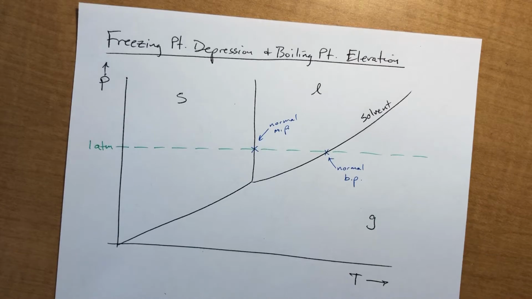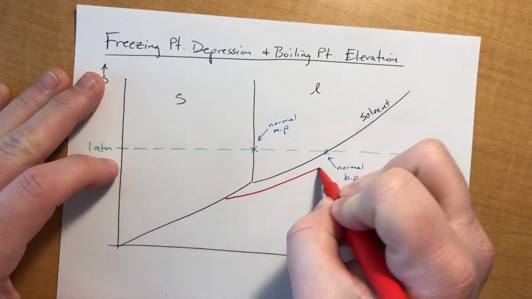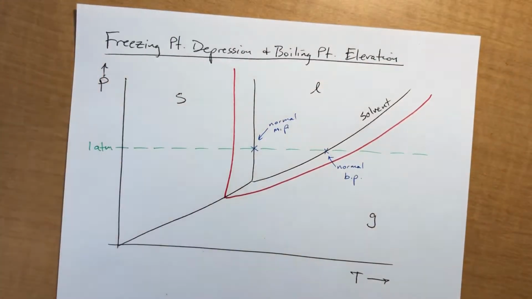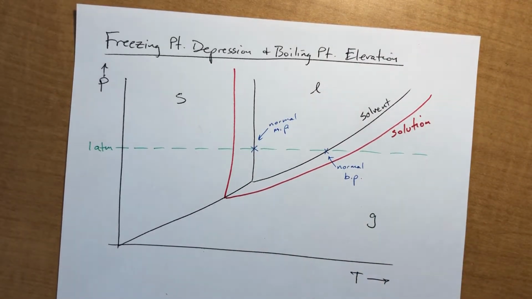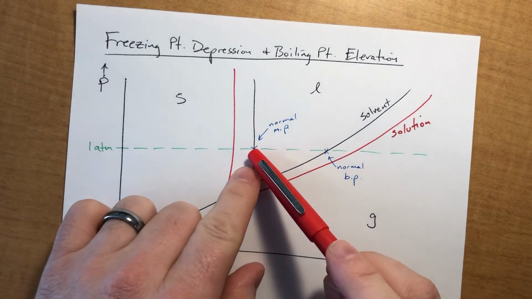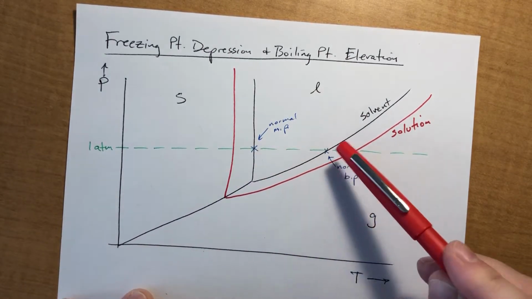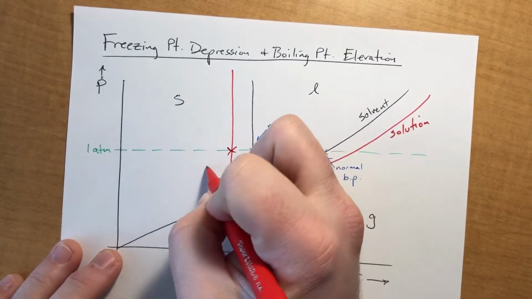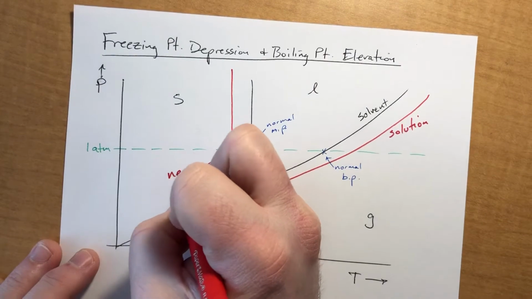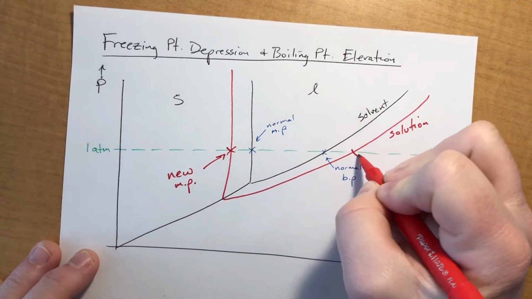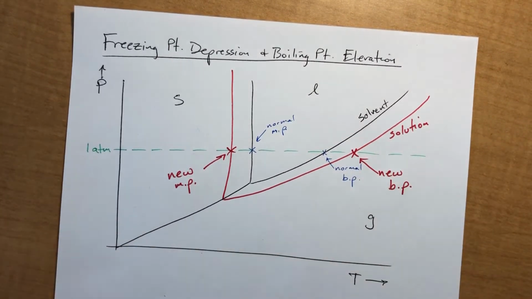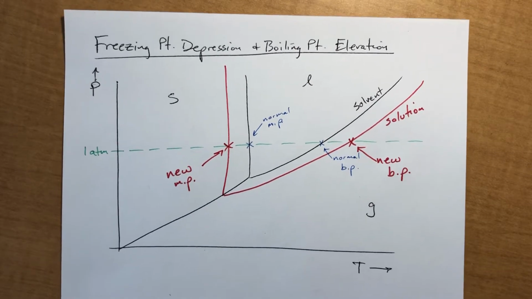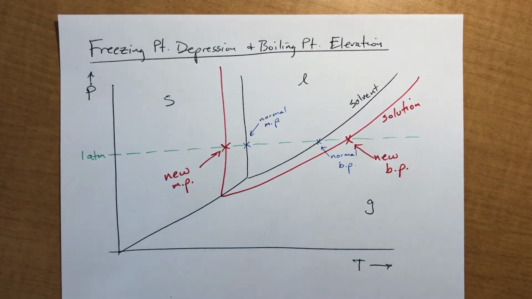Okay. If you add a solute to it and make a solution, what's going to happen is you're going to get some of these lines shifting around. So this is the solution. Okay? And what happens is your melting point actually drops and your boiling point actually increases. This is the new melting point. And this is the new boiling point. I'm guessing I probably should have written that up there, but too late now. Okay. So let's talk about what happens as a consequence of this.